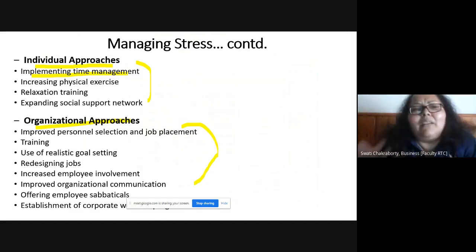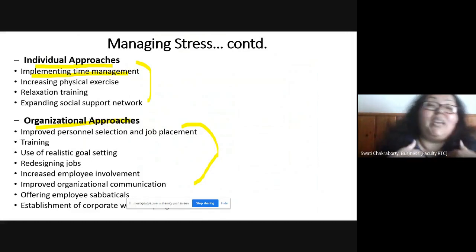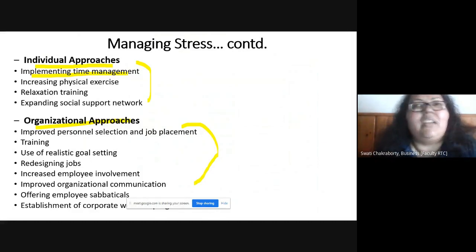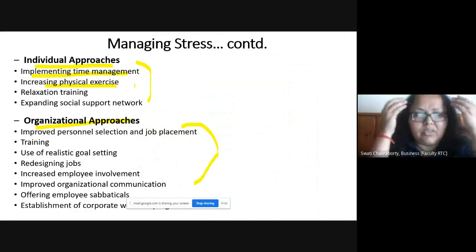You may be a better time management person than me. The way I do it, you may do in a different way. It varies from person to person, but we have to find out how we can cope with the work. Second comes physical exercise. Physical exercise is one of the best ways to reduce stress.